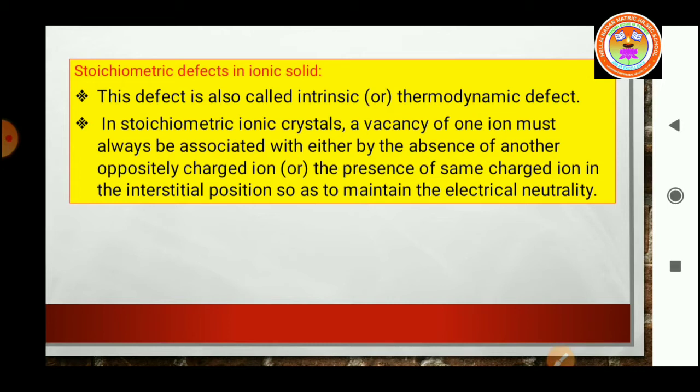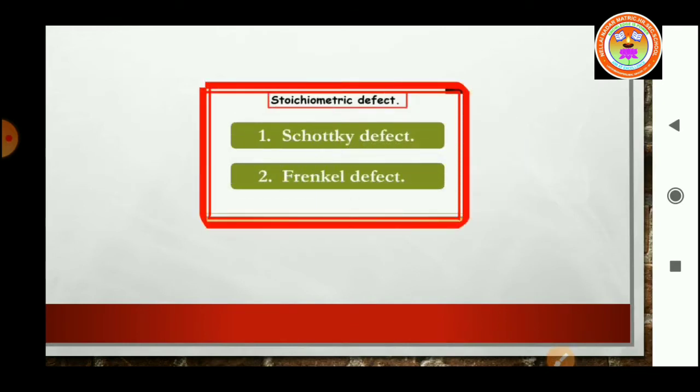If it is an ionic crystal, the vacancy of one ion is compensated either by the absence of another oppositely charged ion, otherwise by the presence of the same charged ion in the interstitial position. That's why it maintains electrical neutrality. Schottky defects are classified into 2 types.